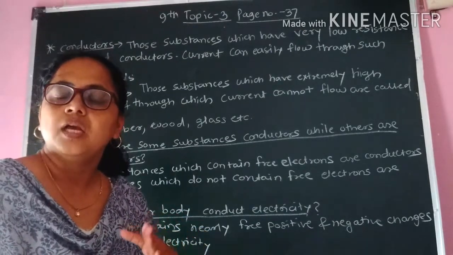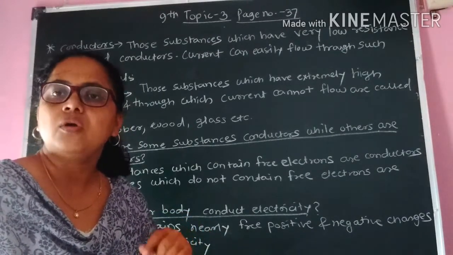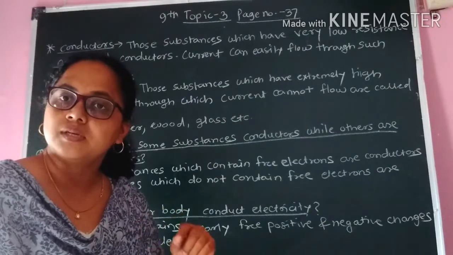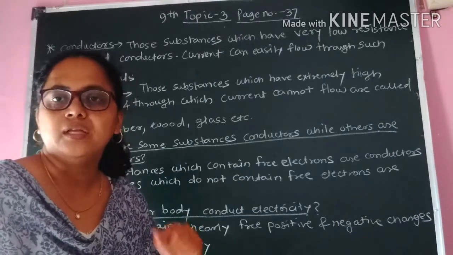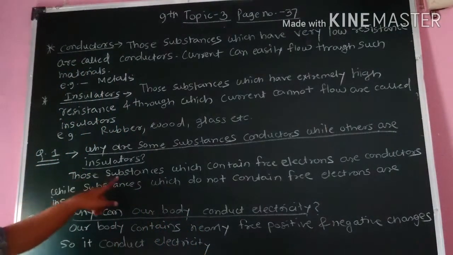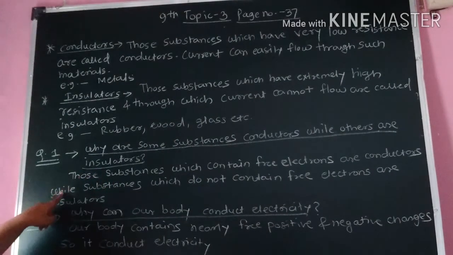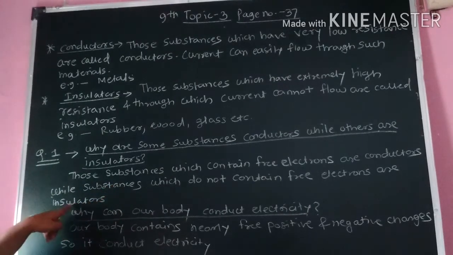In some substances there are a large number of free electrons, so they can act as conductors, while in some substances there are no free electrons and they act as insulators. So you can see the answer: those substances which contain free electrons are conductors, while substances which do not contain free electrons are insulators.